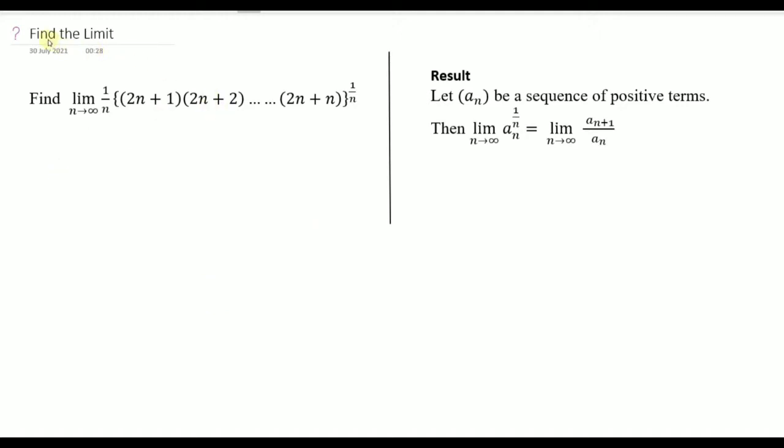Today we're discussing how to find the limit of this sequence. The problem is: the limit of (1/n) times (2n+1)(2n+2)... up to (2n+n), the whole thing to the power 1/n.